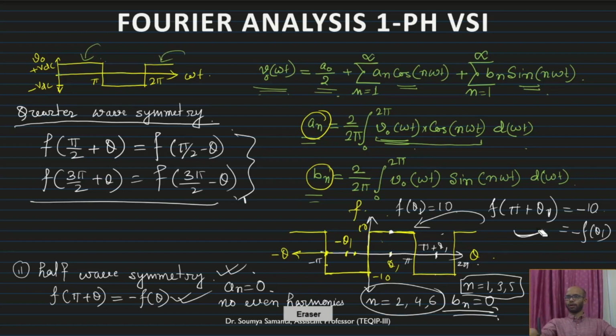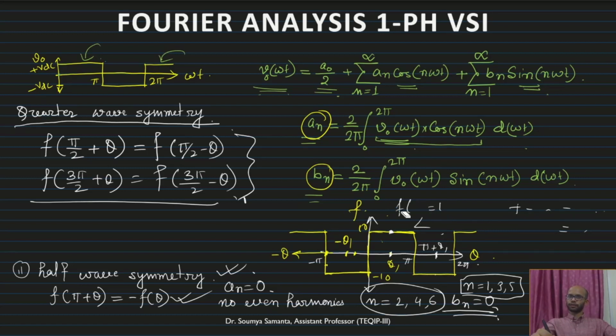Okay. Now let us check those conditions. What is the advantage of half wave symmetry? I have told you. One more advantage is left out, that I will tell a little later. So now first check whether this condition is satisfied or not. So what is pi by 2? This is pi by 2, and this one is pi. This is 3 pi by 2. This is 2 pi. Now if I take, this is the quarter cycle.